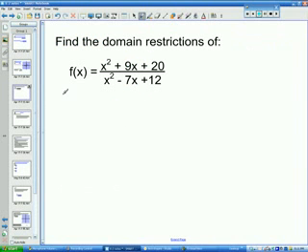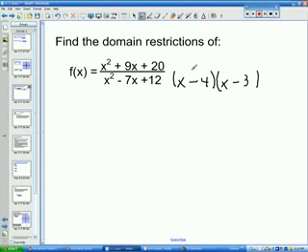And this is a little bit more complicated. It says, what are the domain restrictions of this polynomial over polynomial, or rational expression? So x cannot be whatever makes the bottom part 0. When you notice here, this is a quadratic equation. So let's factor it. Okay, so we know the first is going to be x and x. And then we want two numbers that multiply to 12 but add to -7. And so that's going to be x minus 4 and x minus 3.